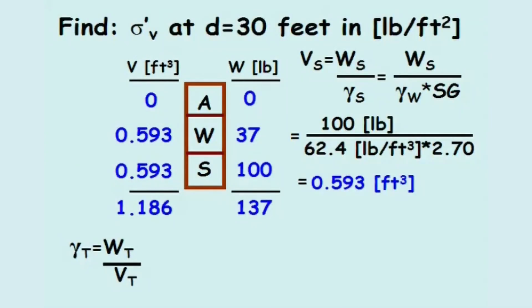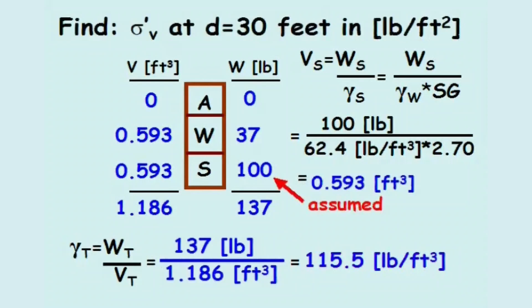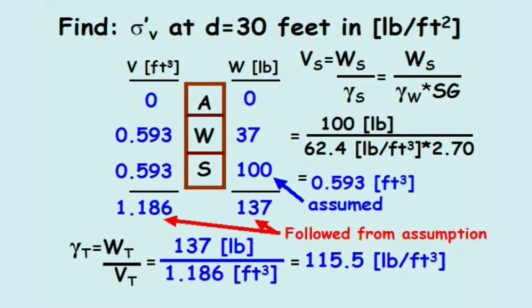Back to our total unit weight, we divide 137 pounds by 1.186 cubic feet and find that it's 115.5 pounds per cubic feet. Again, we assumed that the weight of the solid was 100 pounds, and from that assumption came our total volume and total weight. However, we could have assumed any positive value for the weight of the solid and still come up with the same 115.5 pounds per cubic feet for a total unit weight of the sample.